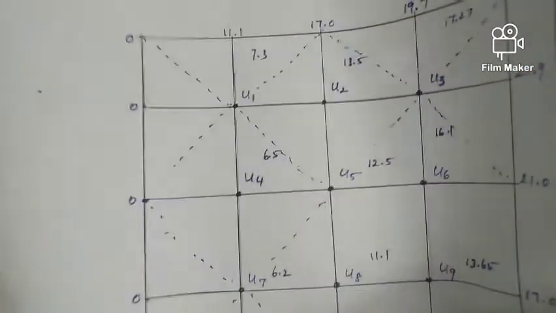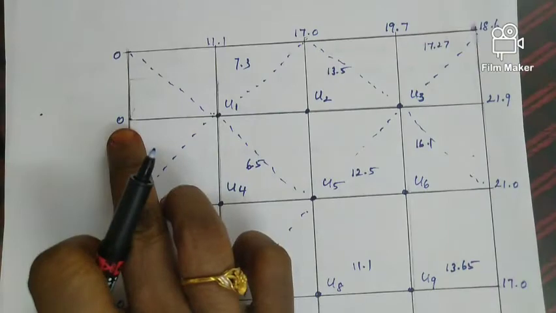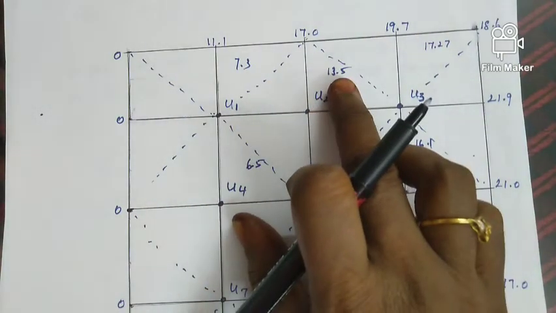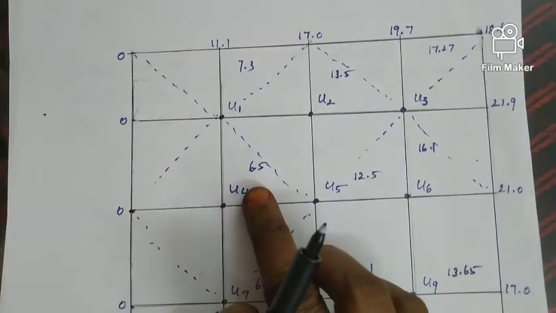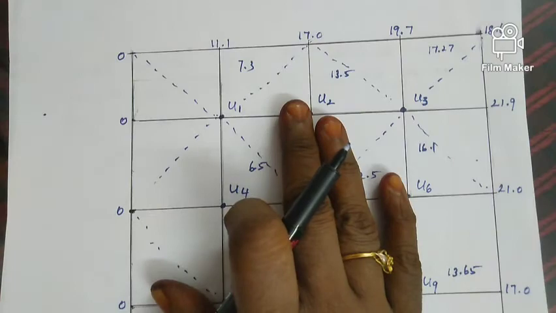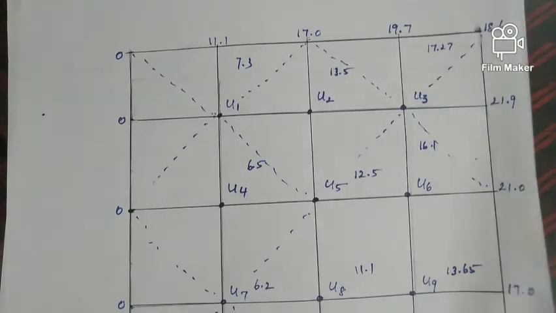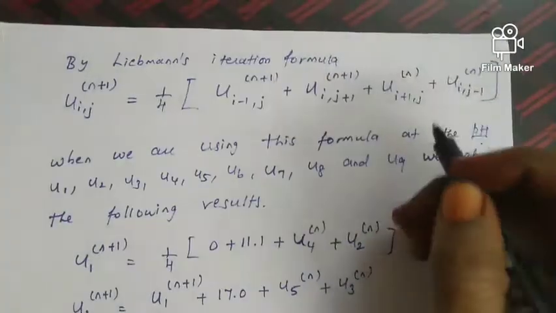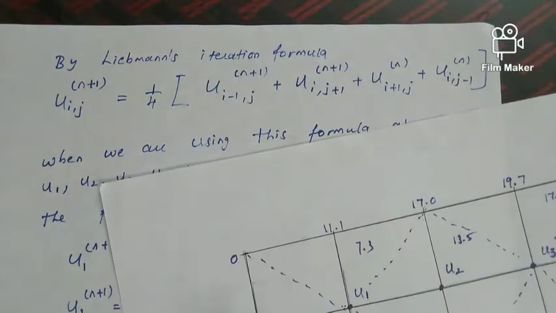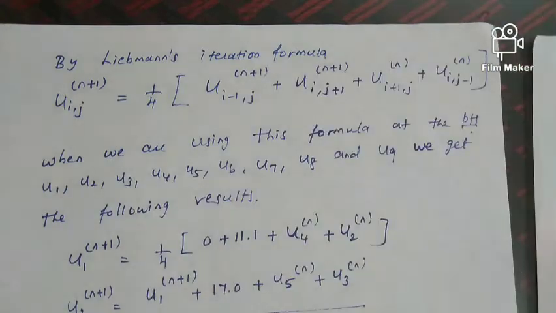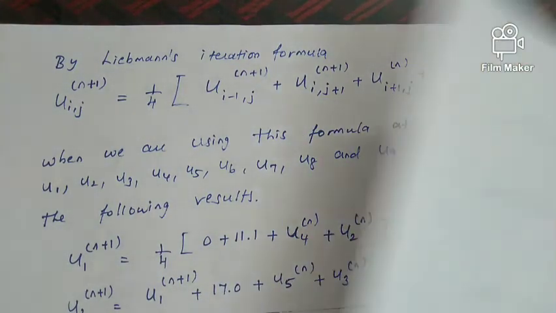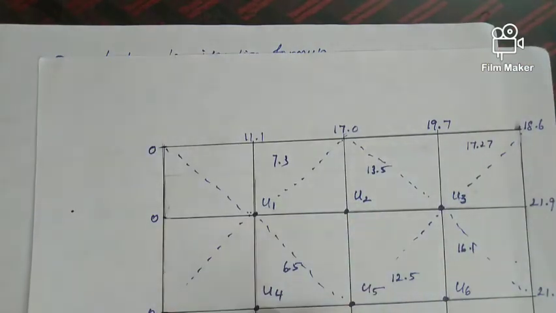See, here the boundary value of u1 is 0 here and 11.1 here. This value you got, the initial value is 13.5, here it is 6.5. But in the generalized result of Liebmann's iteration formula, when you are applying the formula, how are we writing this? By this formula only. So u(i-1) is the left value, that is 0, and then u(i, j+1) is our 11.1. Then the remaining two, u(i+1, j) and u(i, j-1), are u2 and u4.